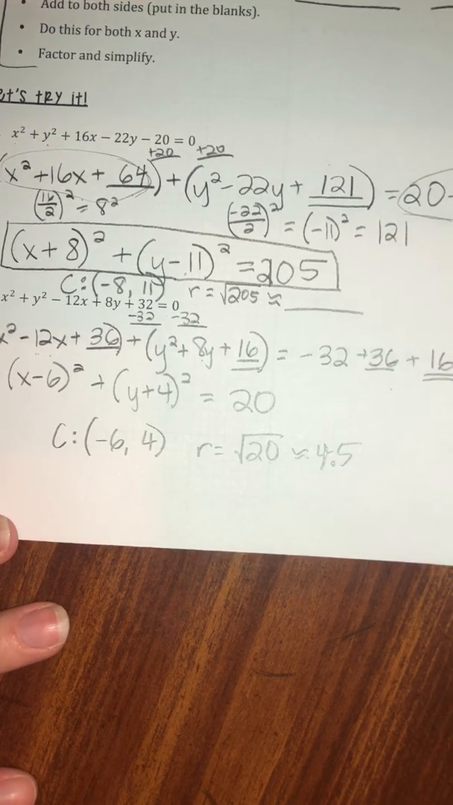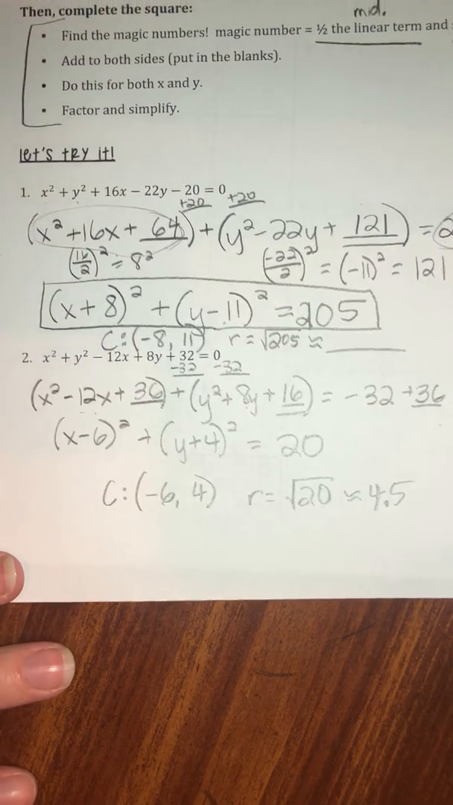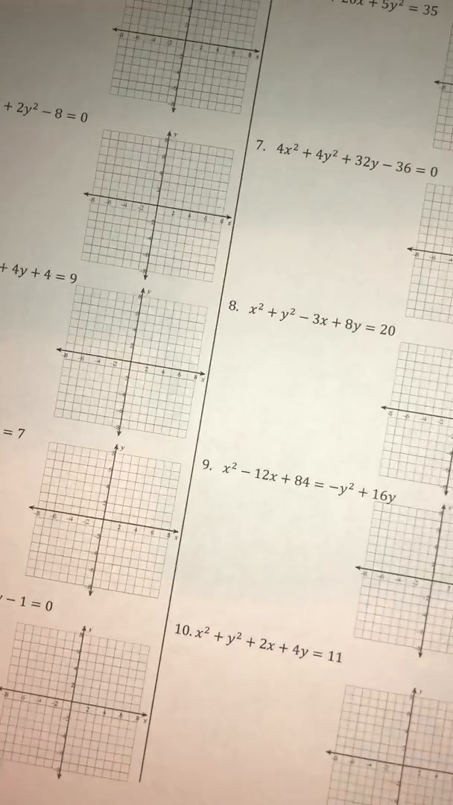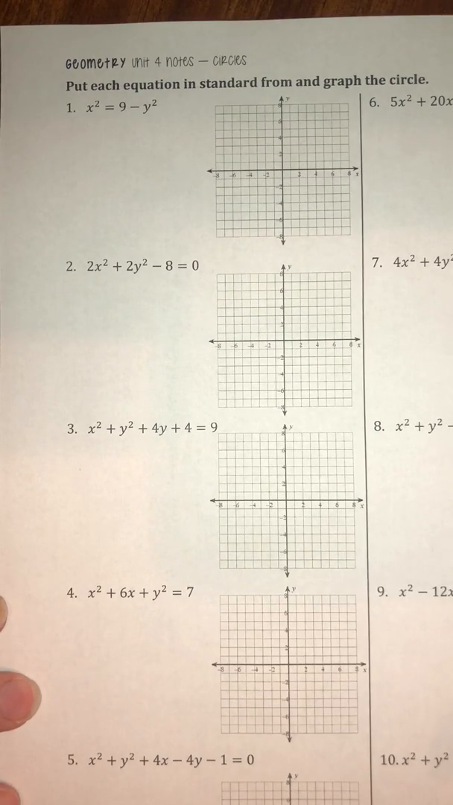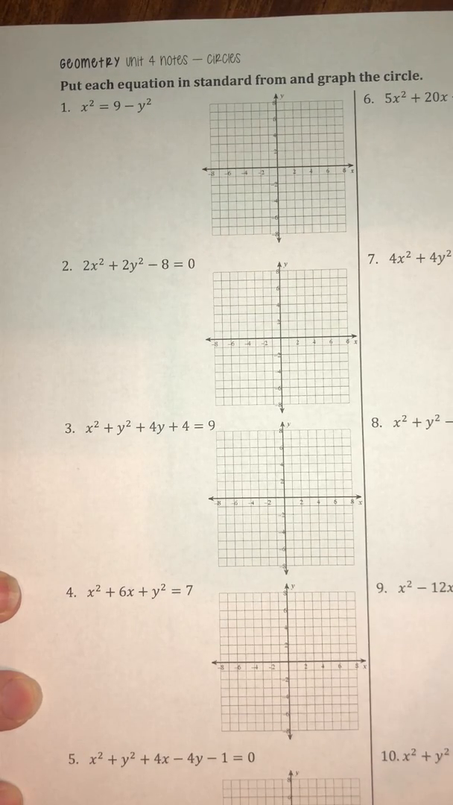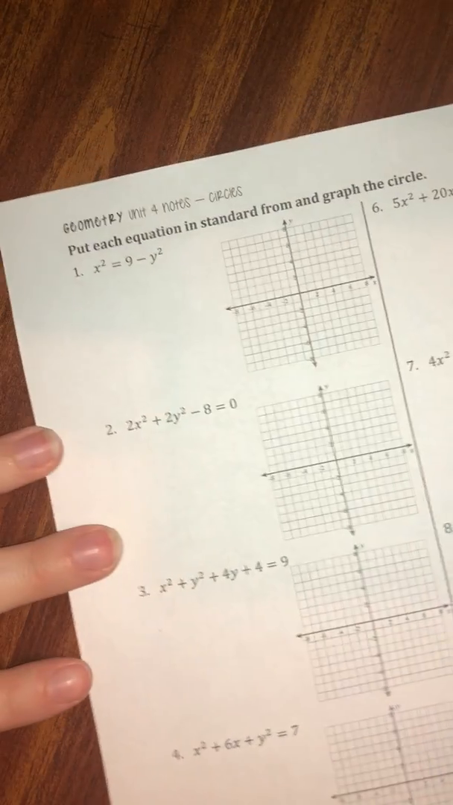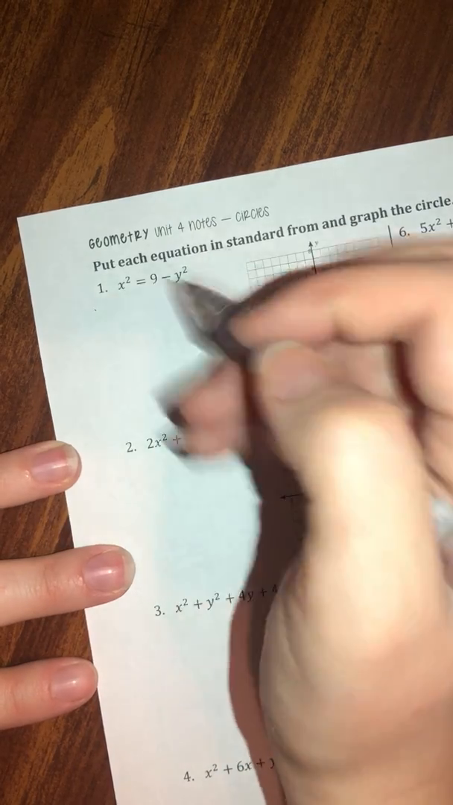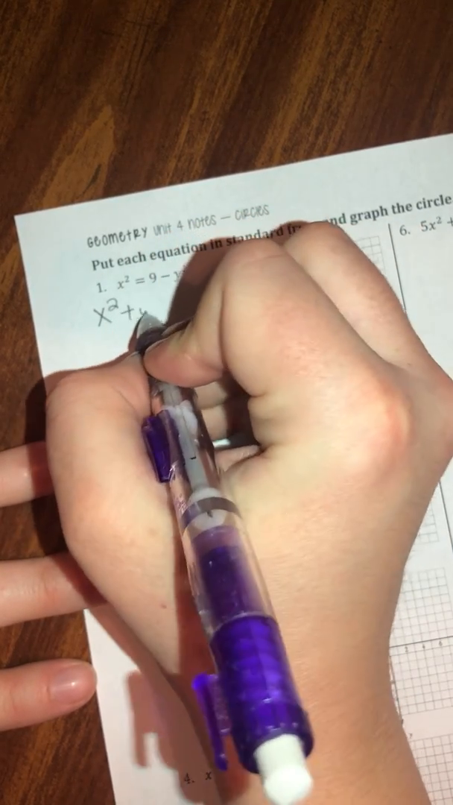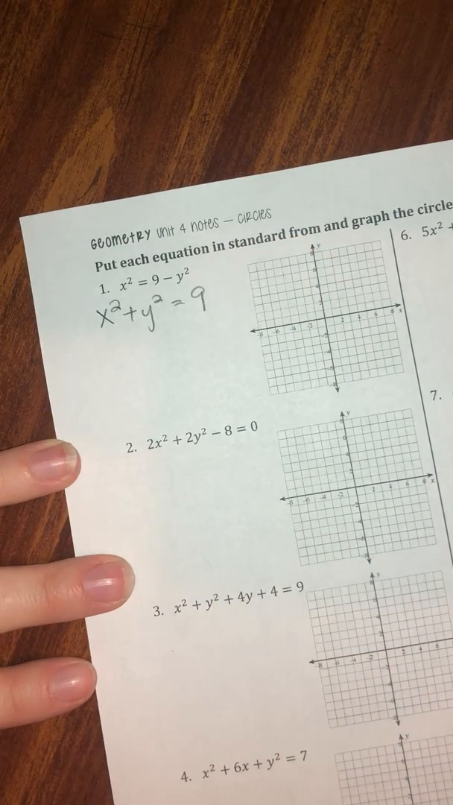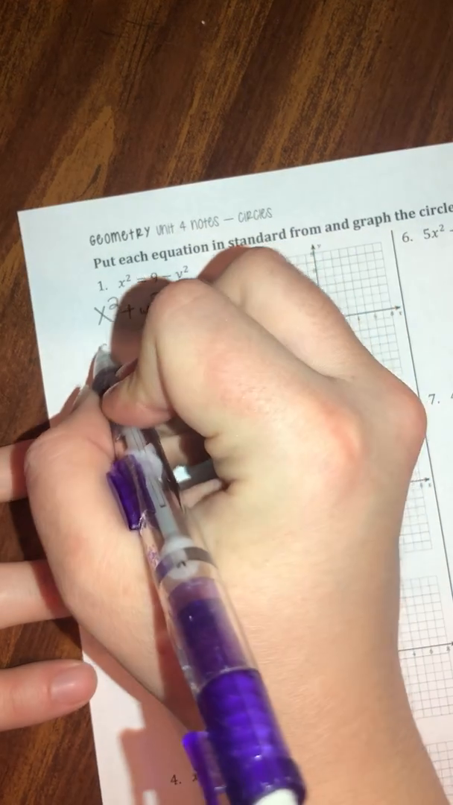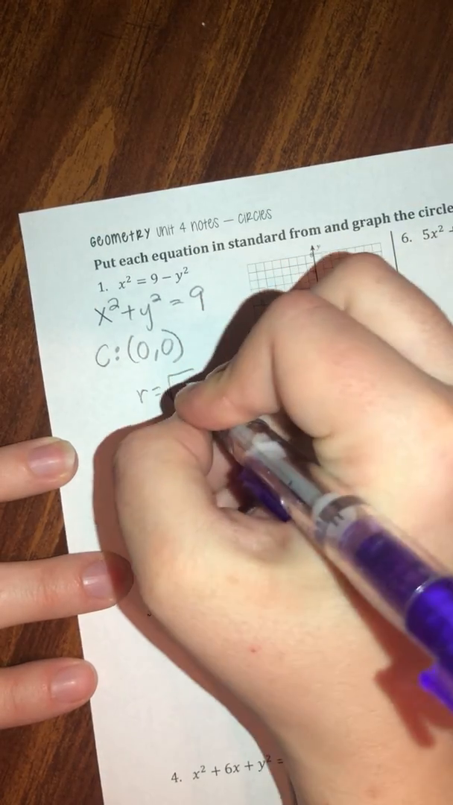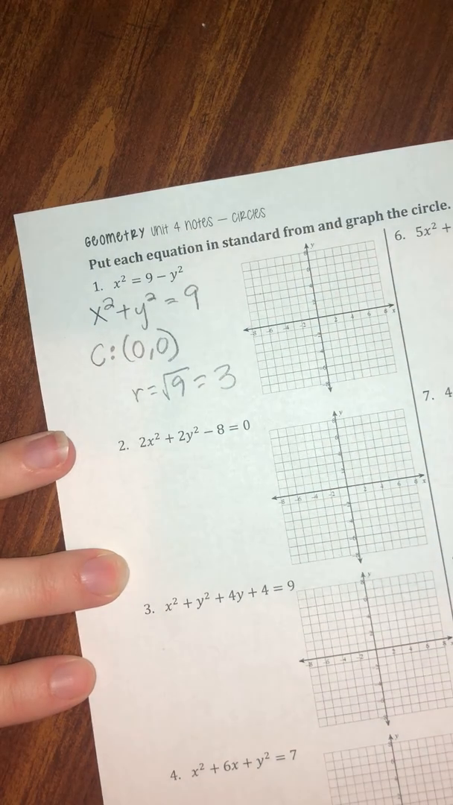Okay, so that's how you complete the square with finding the equation of a circle. On the next page, these are just practice with the graphing and with the completing the square. So first thing you want to do is always make sure that all your variables are on the left side and constants on the right. So on this one, you would have x squared plus y squared equals 9. You actually don't have to complete the square at all here. Your center is just 0, 0, and your radius is that square root of 9, which is 3.